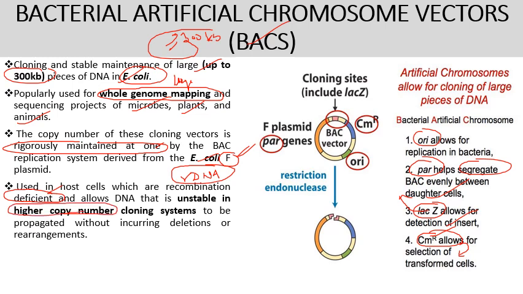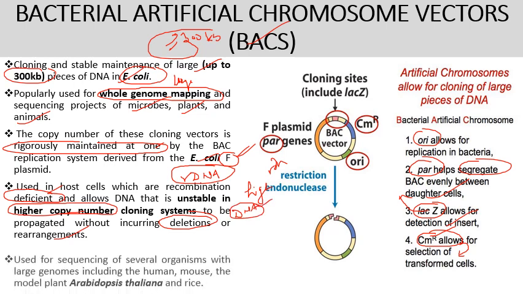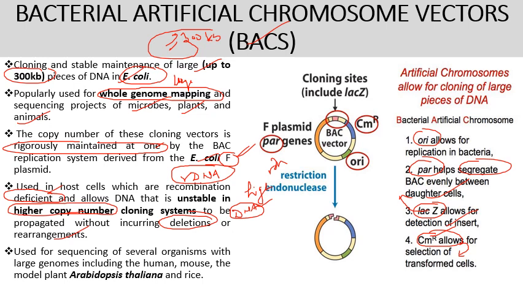और ऐसे host में जिसमें higher copy number maintain नहीं होता है recombinant DNA का, तो उस cloning system में हम इसको use कर सकते हैं BAC को without any deletion and rearrangements in the DNA. तो stably हम large size के DNA के insert को we can clone by using this vector. And this is used for sequencing of several organisms with large genome size, including human, mouse, and model plant, that is Arabidopsis thaliana and rice. तो इनके genome की sequencing के लिए इस vector को use किया गया है.